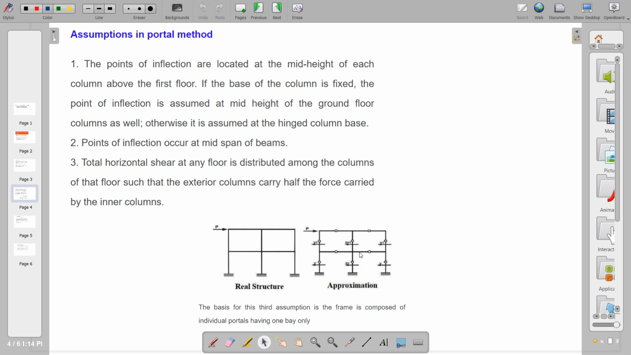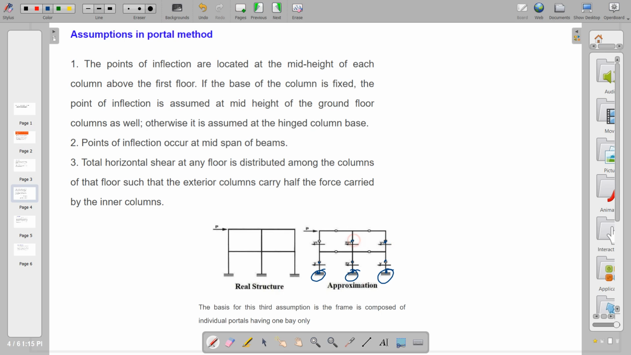Okay, so here the first assumption is that we are going to have points of inflection at the mid-height from the second floor up. We can do that as well if your supports here are fixed. So we can also assume that the points of inflection are at the mid-height of each of these columns. Otherwise, if this is not fixed, your hinge will occur at the base of the column. But in the second floor and above, it will be the same.